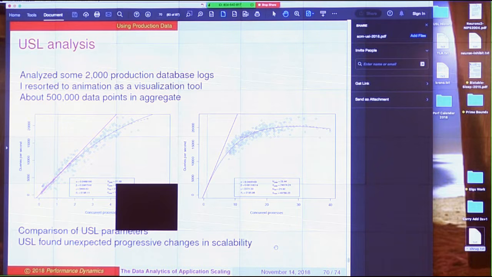MySQL database. What transpired is a little bit too complicated to go into tonight, but there were some very interesting, subtle, progressive scalability changes that we saw across different releases of MySQL and so on. And these were all picked up by the USL analysis. If you were just looking at the data, you'd never have figured it out. But when you can superimpose the USL model on top of the data and provide that as an additional framework, then all of these things become revealed to you.